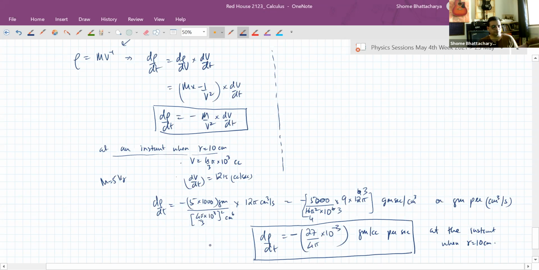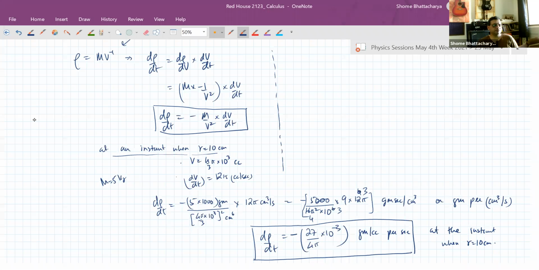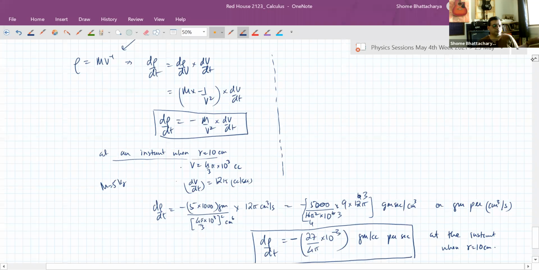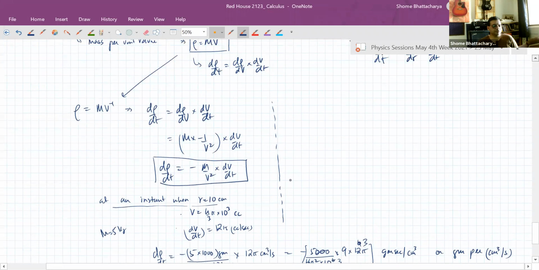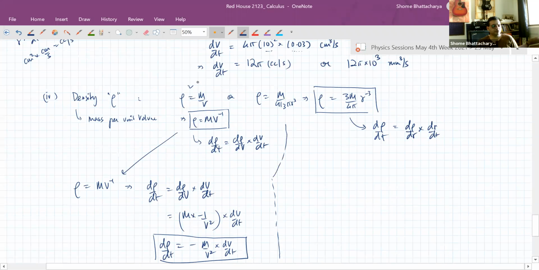Sir, the density is mass by volume. So can we find it in terms of radius and differentiate it with respect to radius and multiply it by dr by dt? Exactly. So that is the second method we have. That's also equally correct. So that will be this second approach. We could have taken the approach which we have done over here, or we can still take this approach also.